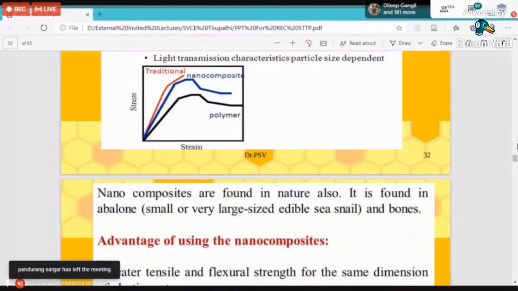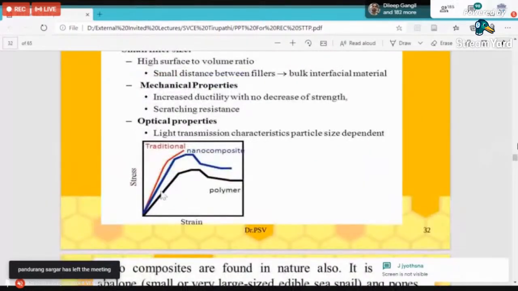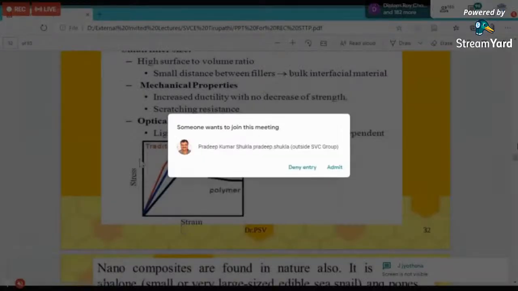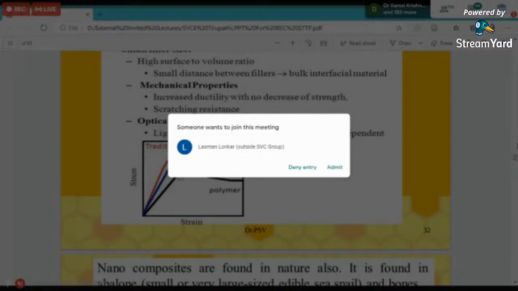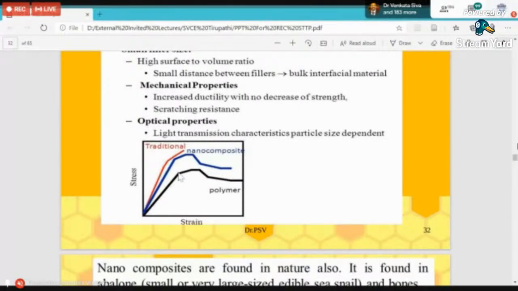Now if you take the stress strain curve for a traditional material, then the center one, blue, is the nanocomposite material and the bottom black one is the polymer material. Then you are mixing these, so you'll get a property in between these two. So that quality is enough. Traditional material, many places you may not be able to use it. Polymer material, many places you may not be able to use it. When you are mixing these two, you can reach most of the applications.